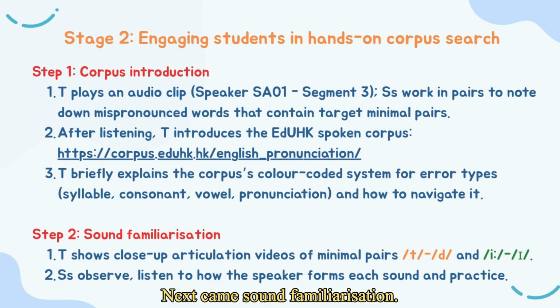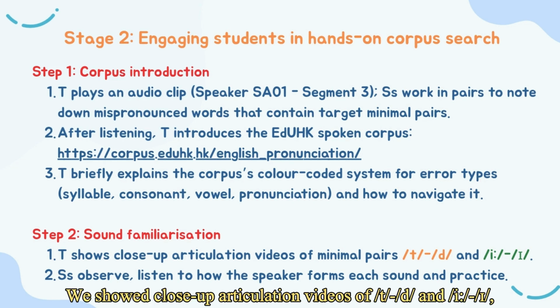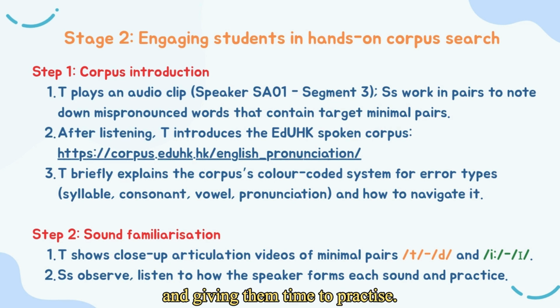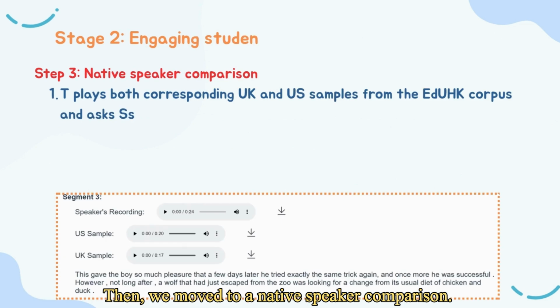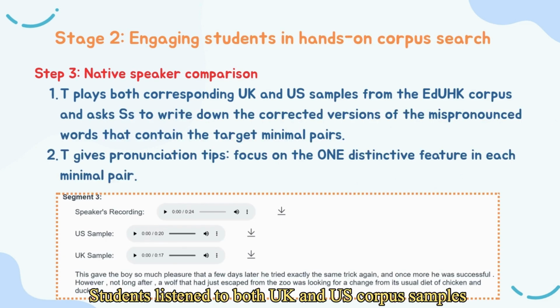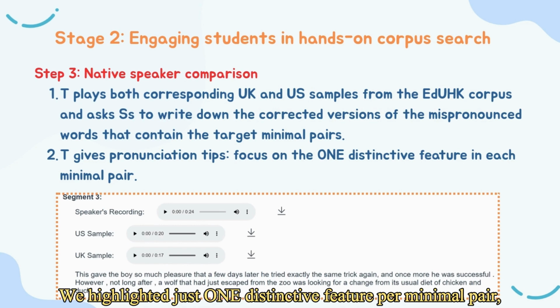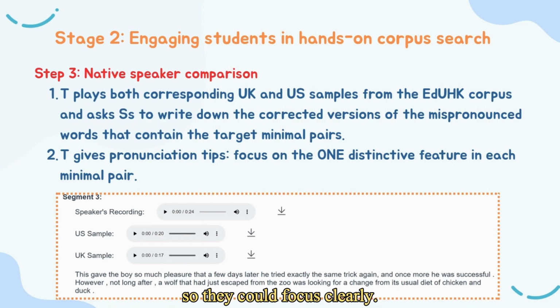Next came sound familiarization. We showed close-up articulation videos of t, d, and e, helping students both see and hear how each sound is formed and giving them time to practice. Then, we moved to a native speaker comparison. Students listened to both UK and US corpus samples and rewrote the corrected versions of mispronounced words. We highlighted just one distinctive feature per minimal pair so they could focus clearly.